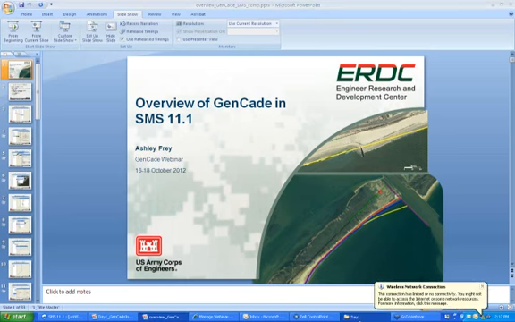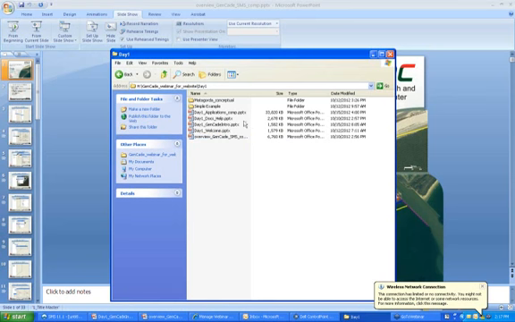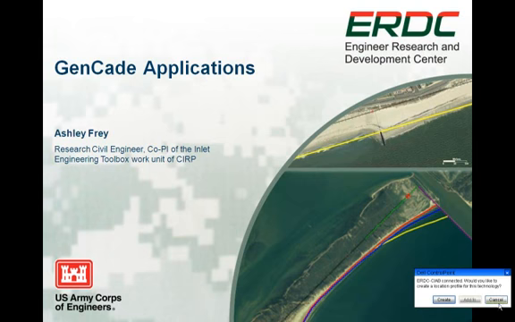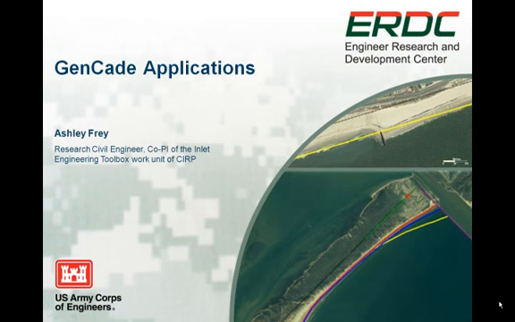The next thing that I'm going to go through is some of the applications that we've covered recently, so you can get a better understanding of what types of applications you can use GenCade for and what we've already done. Each one of these is somewhat different, and I see it's already after 2:15, so I'm going to try to go through this one fairly quickly so we can go through the conceptual model for Matagorda at the end.